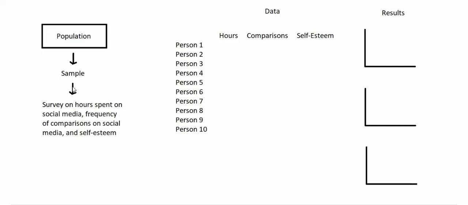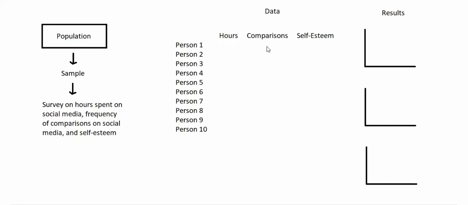So in this correlational study, the participants are taking a survey on how much time they spend on social media, how often they compare themselves to others on social media, and their self-esteem. All of these variables are being measured with the survey, and the data is being recorded over here in a spreadsheet. So here we have the number of hours that a person spends on social media per week. Here we have the number of social comparisons that a person makes on social media, and maybe per day or maybe per week. It could be either one.